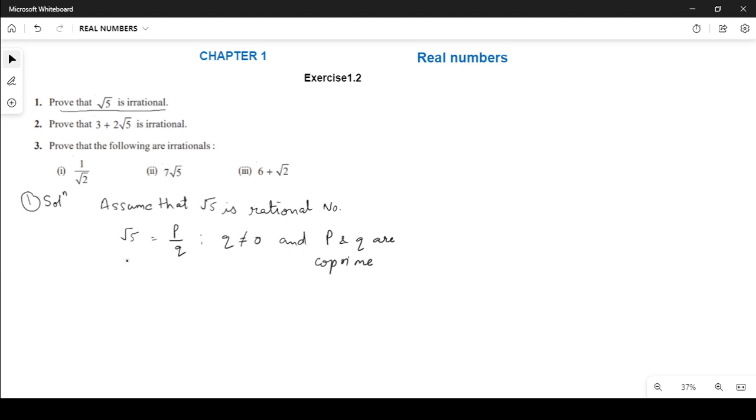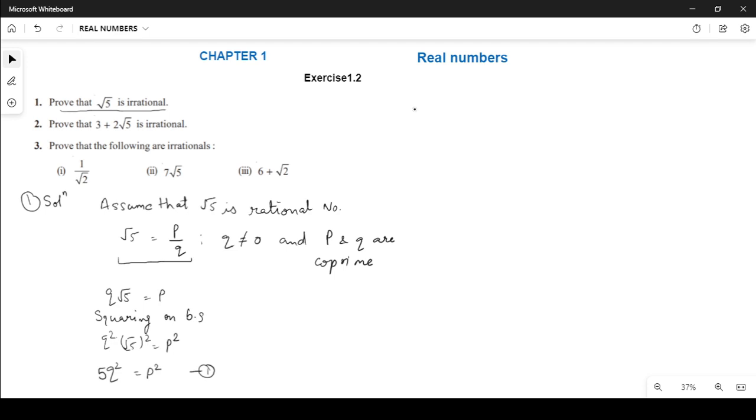So solve this. Take q at the left hand side, then squaring on both sides. After squaring we get q square under root 5 square is equals to p square, right? So q square under root 5 square, under root से square cancel out हो जाता है, so we get here 5q square is equals to p square. Give it equation number 1.